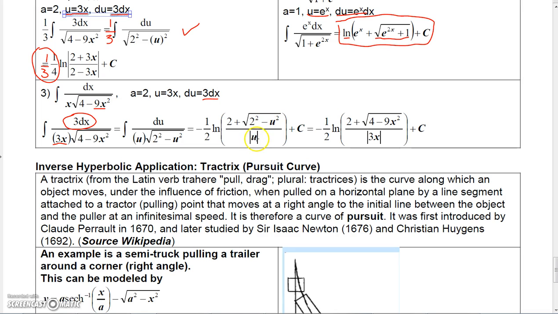Now the last step, I'm just going to go ahead and replace u with what it equals, 3x. So I replace u here with 3x, and I get 9x squared there, and replace u with 3x here, and I get absolute value of 3x. So finally, I get minus 1/2 times the natural log of 2 plus the square root of 4 minus 9x squared, all over the absolute value of 3x plus a constant. So you can see these can get rather tricky, but we definitely have some more formulas now that will allow us to evaluate integrals.